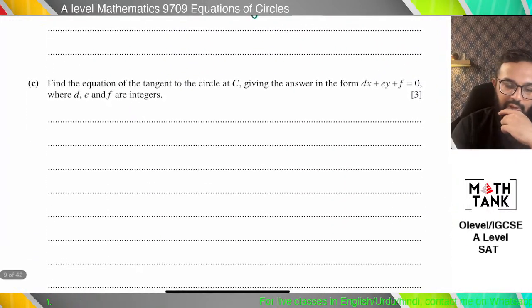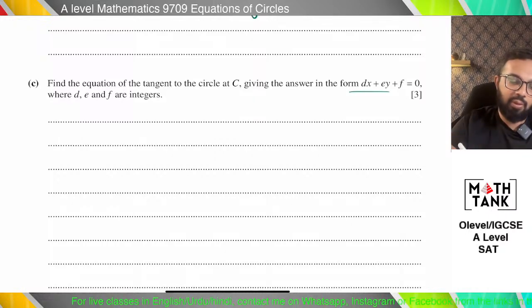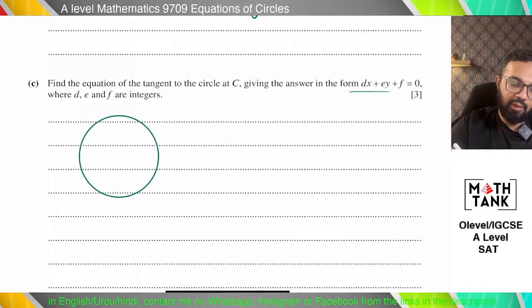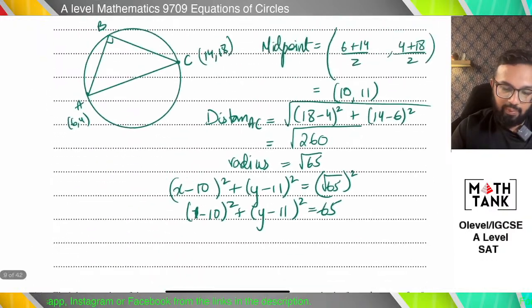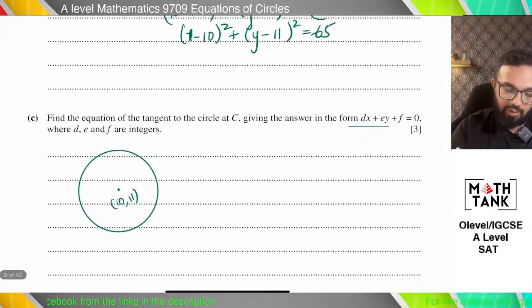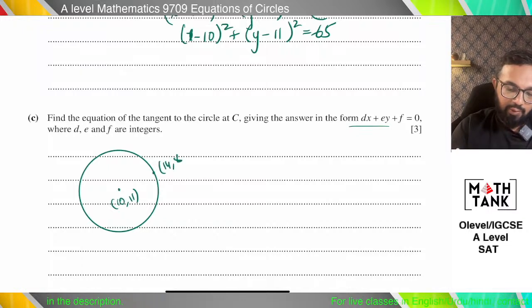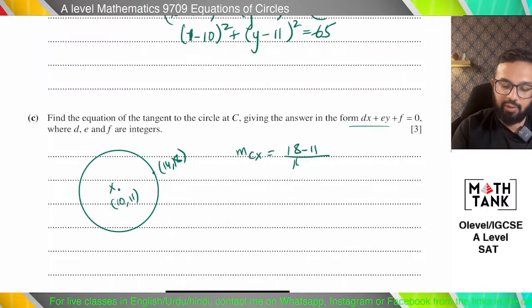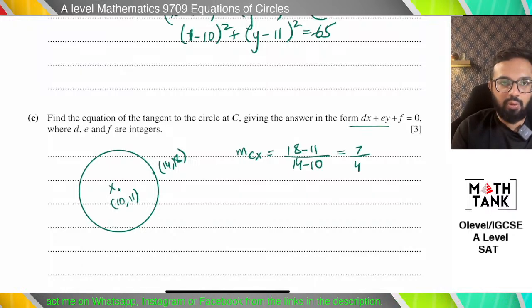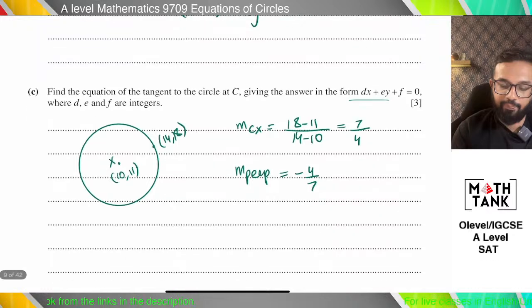It says find the equation of the tangent to the circle at C, giving the answer in the form dx plus ey plus f equals 0. So I have the circle, the center is 10 comma 11. What is the point C? This point C is 14 comma 18. So I'm going to first calculate the gradient of the center to C. That's 18 minus 11 over 14 minus 10, that's 7 over 4. So perpendicular would be minus 4 over 7.